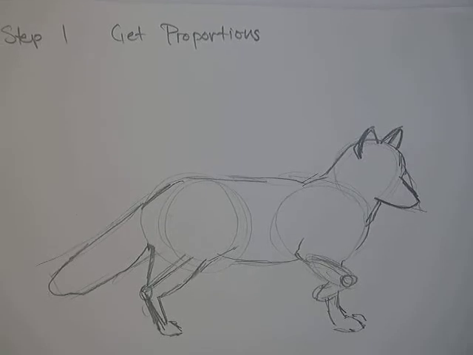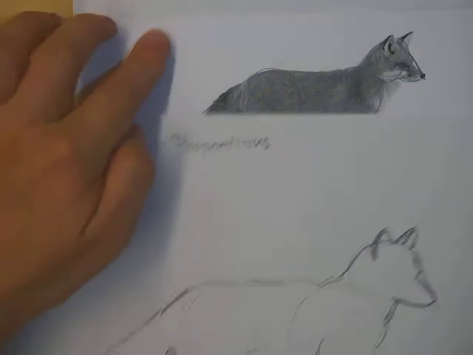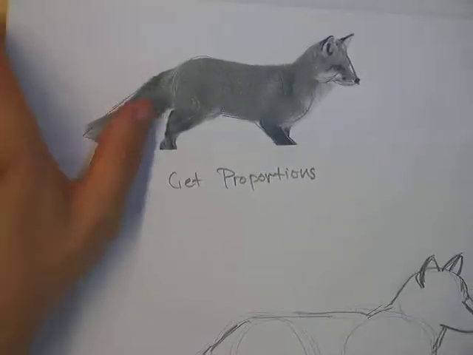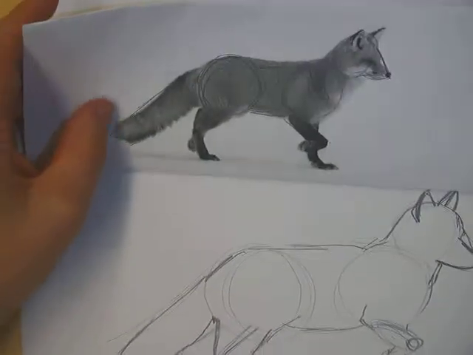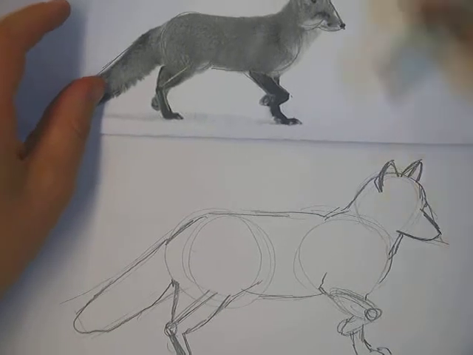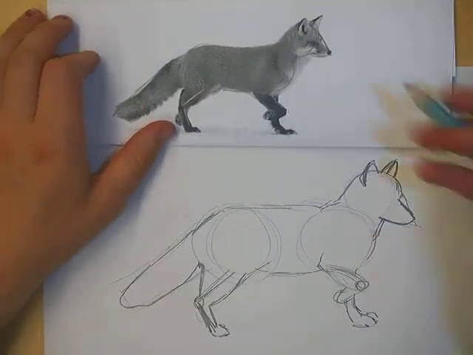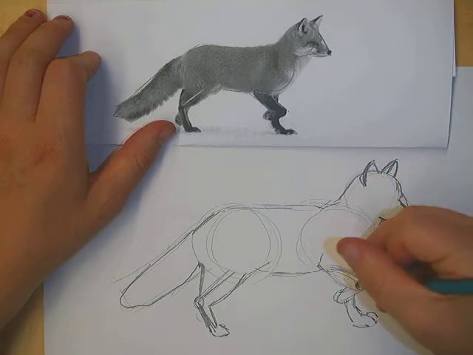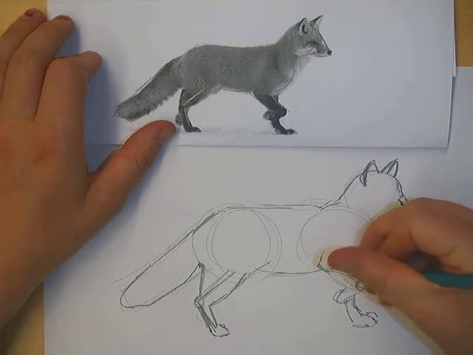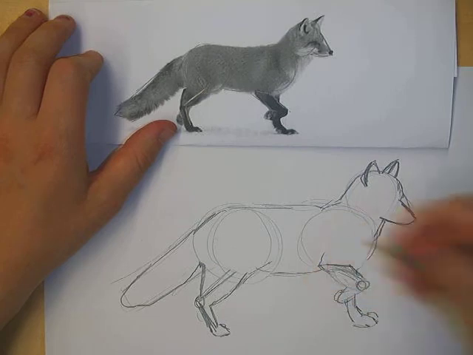Once I'm finished with this, my next mission is to figure out how I can break this up into Zentangle spaces. This fox is a little bit harder to figure out what I'm going to do with those Zentangle spaces. Some things I can do that are pretty obvious are like the feet.